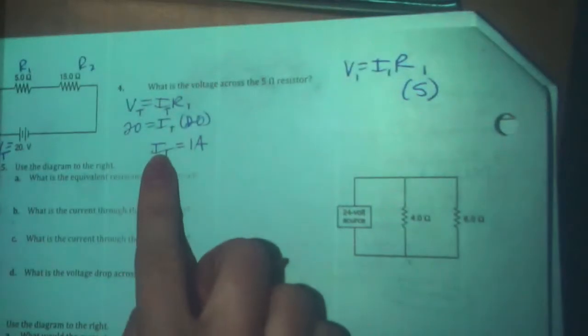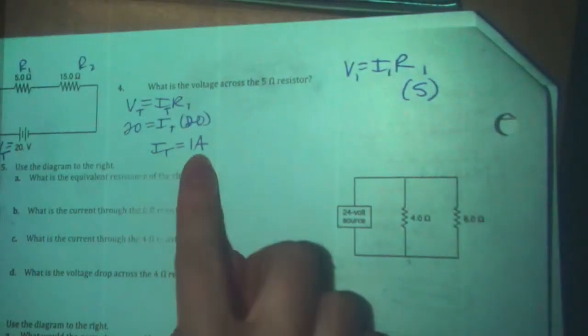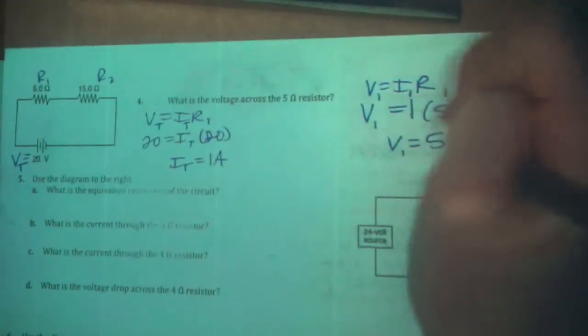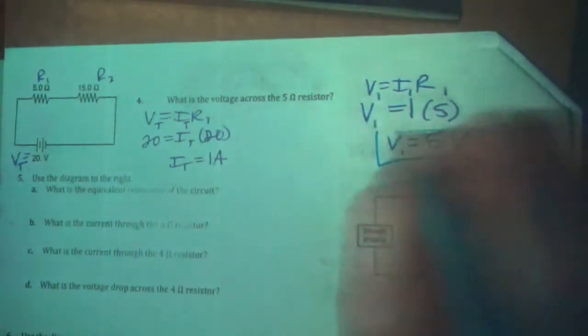And then current is the same everywhere, so this is going to be all my current. So I can plug it in for the I1. That gives me that V1 is 1 times 5, which is just 5 volts.